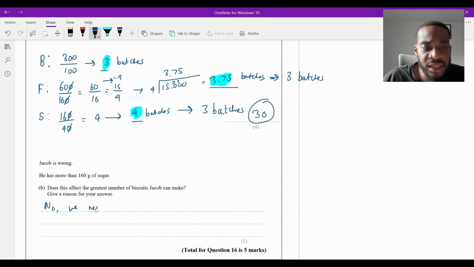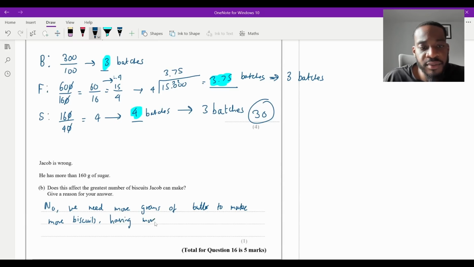We need more grams of butter to make more biscuits. Having more grams of sugar does not change anything. Something along those lines. And that's it.